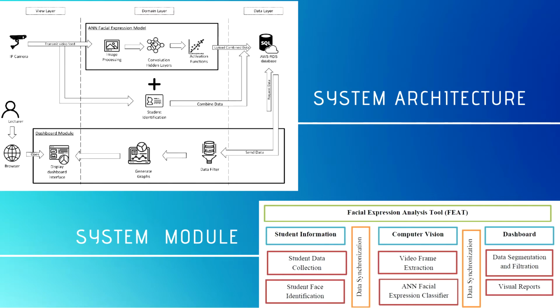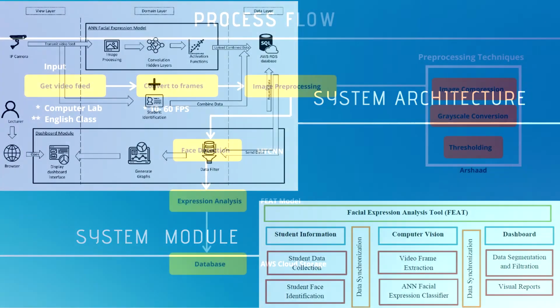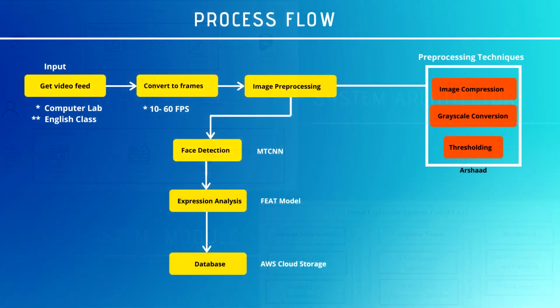1. Student information. 2. Computer vision. And finally the dashboard. The main objective in this project is focused on the computer vision and the dashboard. The student information mostly focuses on collecting the student data such as the name, metric number, and their image for later student recognition.